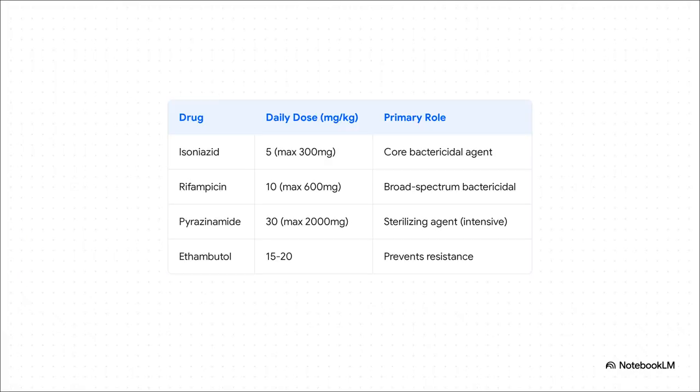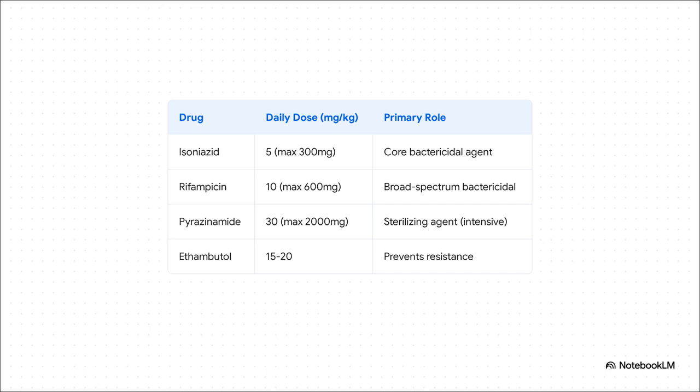And this table really shows the genius of the strategy. Think of it like a 4-drug special ops team. You've got isoniazid and rifampicin, your main workhorses that kill the rapidly dividing bacteria. Then you have pyrazinamide, the specialist who targets the semi-dormant bacteria hiding out in those acidic conditions inside our cells.